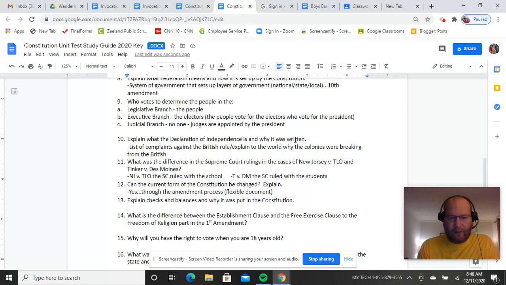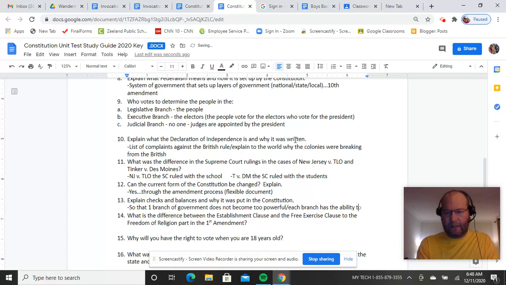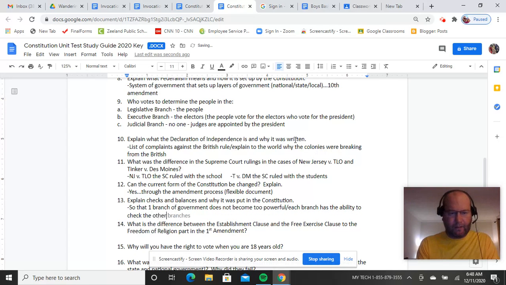Explain checks and balances, number 13, and why it was put in the Constitution. Well, we want to have checks and balances so that one branch of government does not become too powerful. Each branch has the ability to check the other two branches. We'll talk a lot more about this in our next unit of study when we talk about the three branches of government.